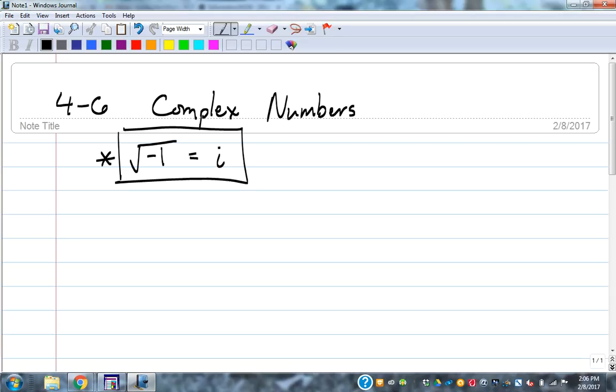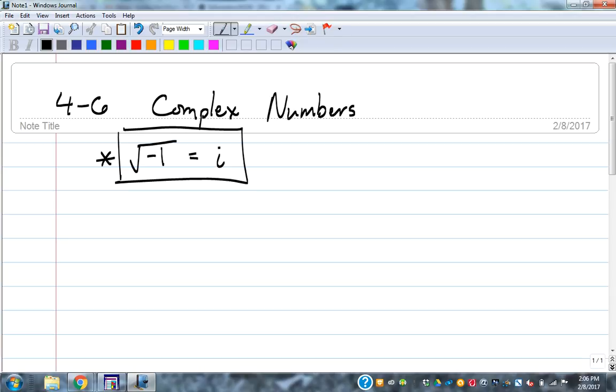And you may hear somebody call it an imaginary number. Just a bad way of naming it. But that's the way they named it when they first started discovering that they existed. They didn't know what else to call them. They said, we know these answers exist, but we can't find them. So they called them imaginary, and the name stuck, unfortunately.